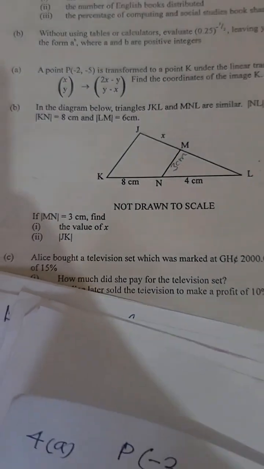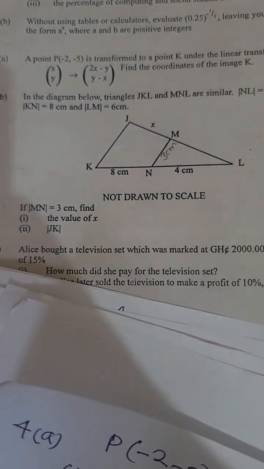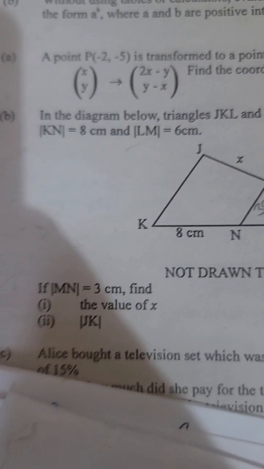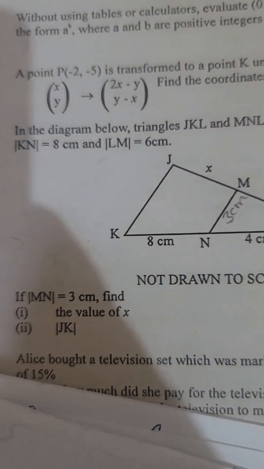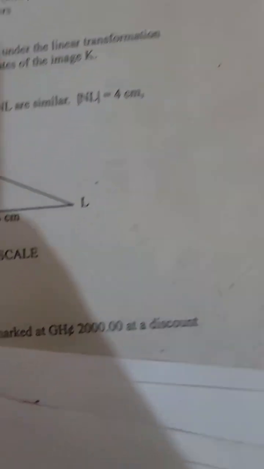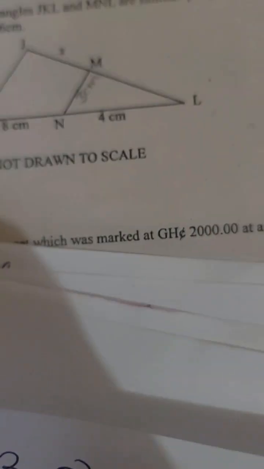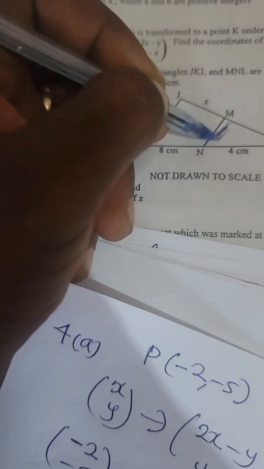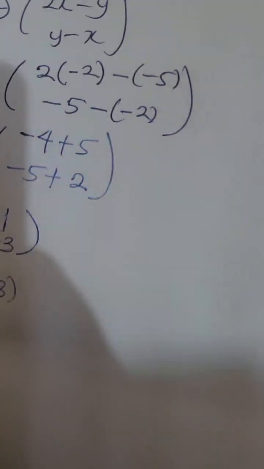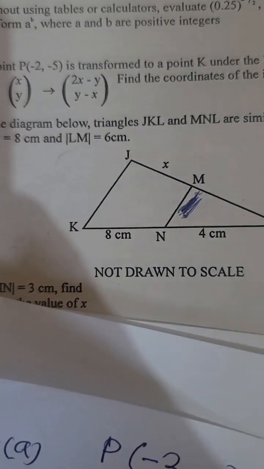Now question number B. In the diagram below, triangles JKL and MNL are similar. NL is 4, KN is 8, and LM is 6. Sorry about the MN being 3 written there. We can just take that off, there's nothing there in the question. So if you want to solve this question properly, you must recreate your diagrams.